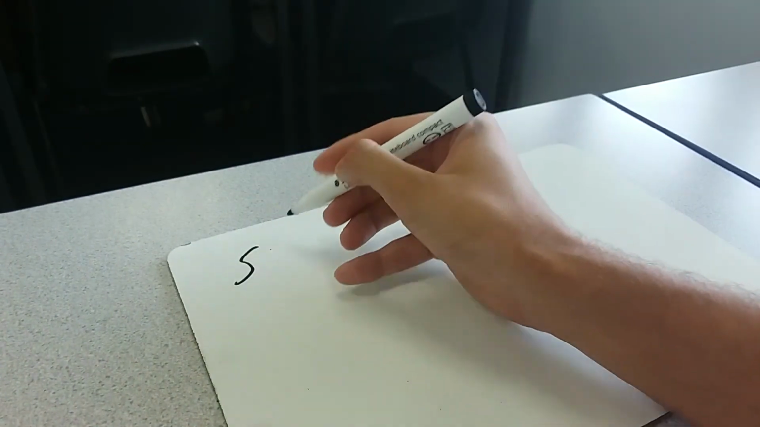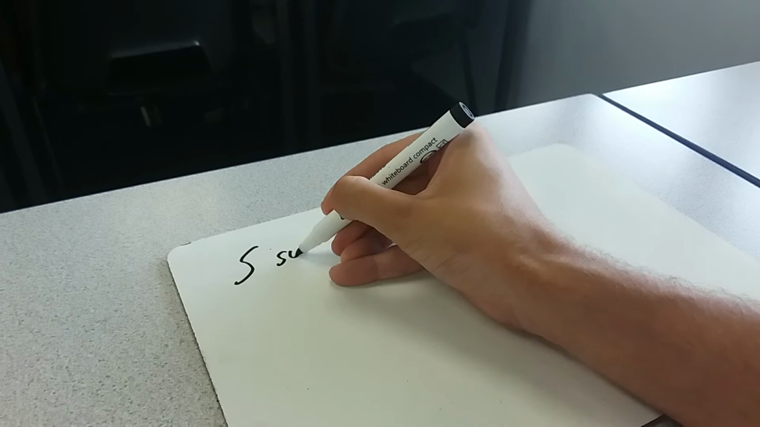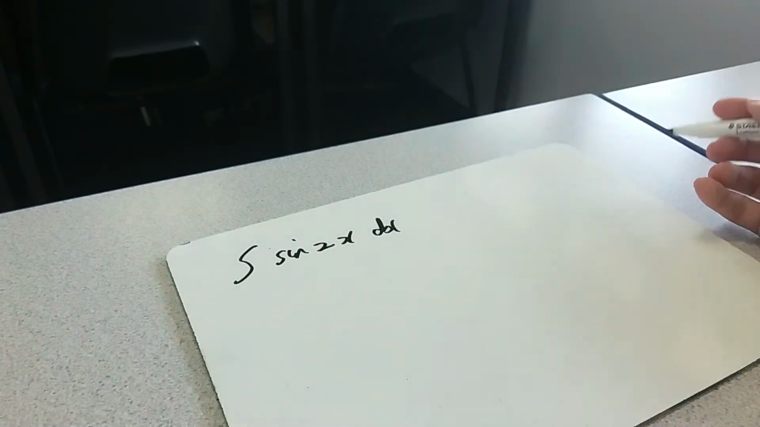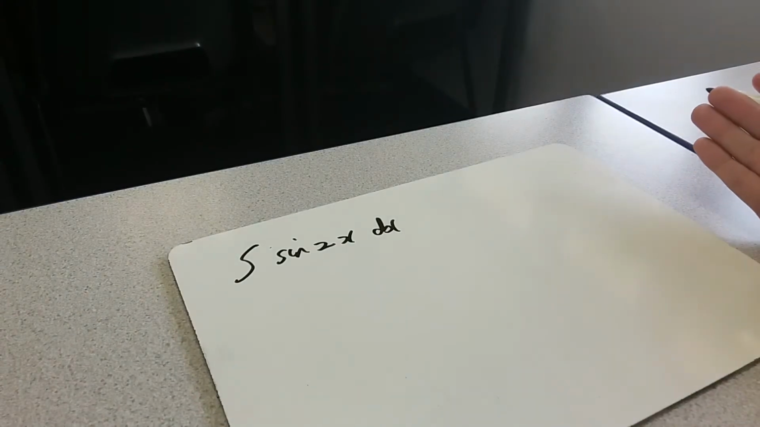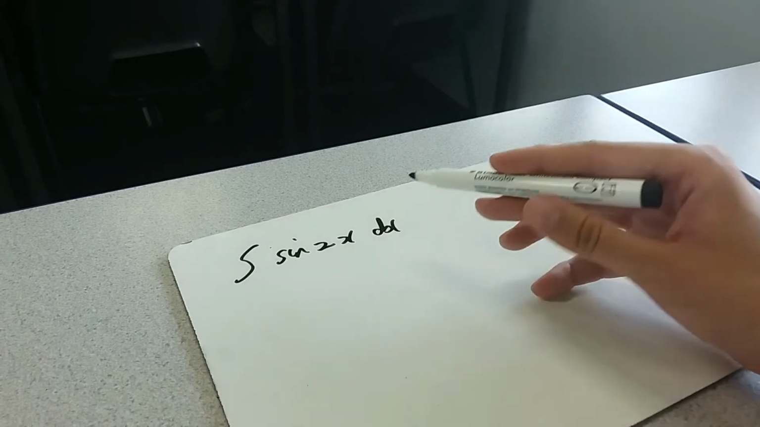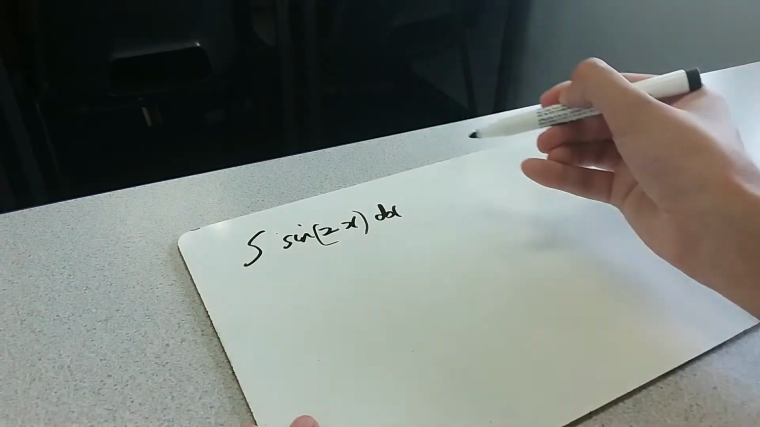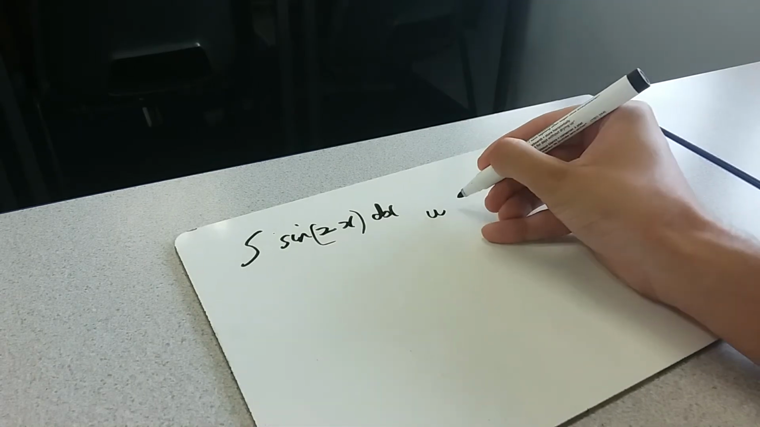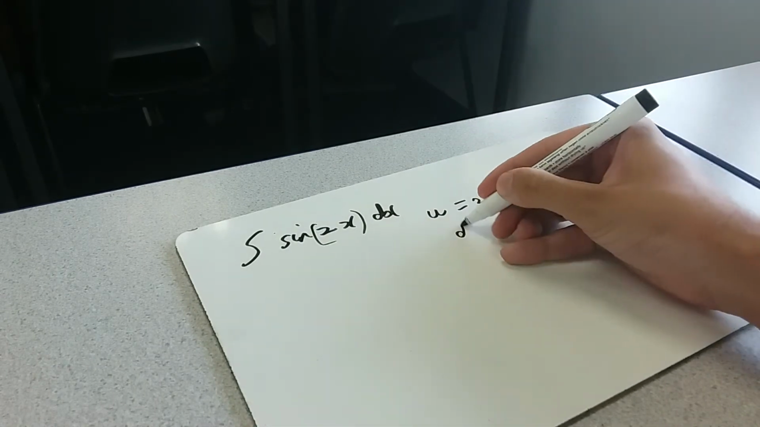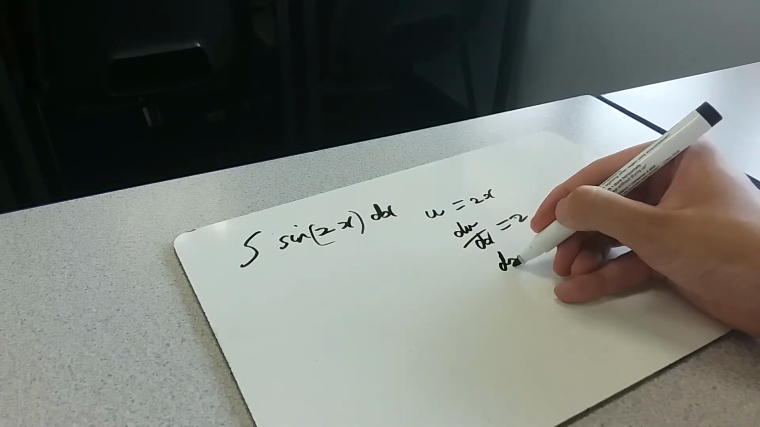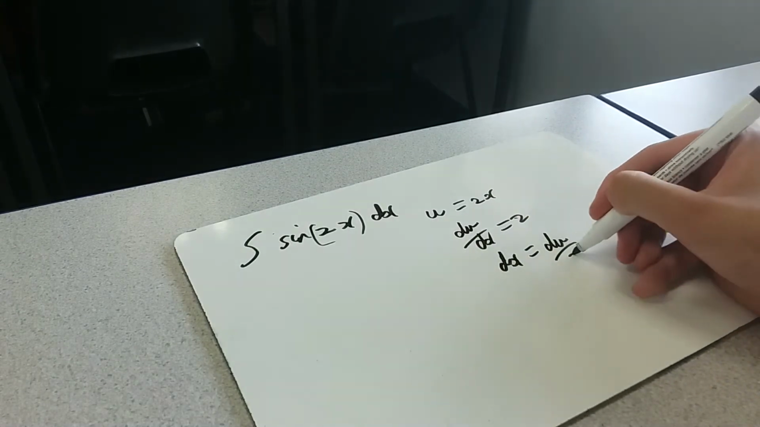So if we had the integral of, let's do sine of 2x dx. Well, a good thing to choose as your substitution here is u equals the thing in the middle. Like if I put some brackets around, we don't really need them. It makes it more obvious what we're picking as the substitution. So u equals 2x, du dx equals 2, and so dx equals du over 2.